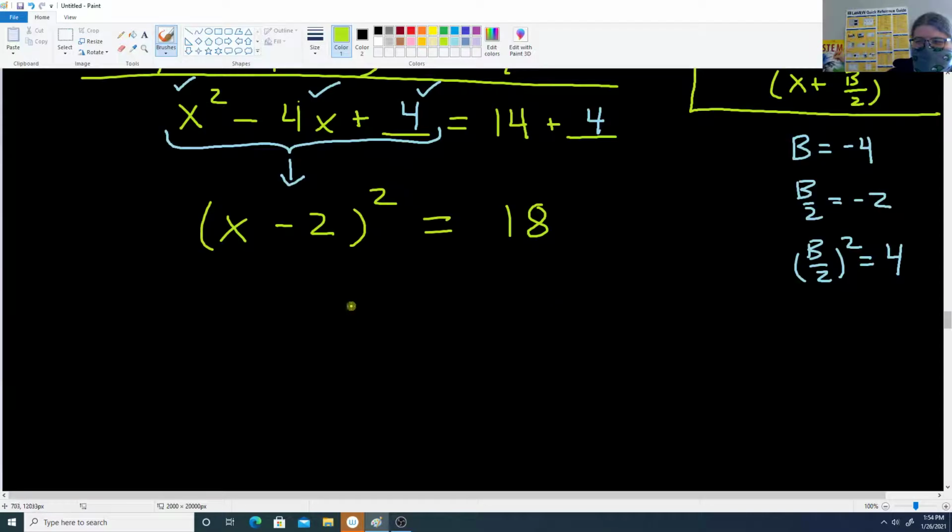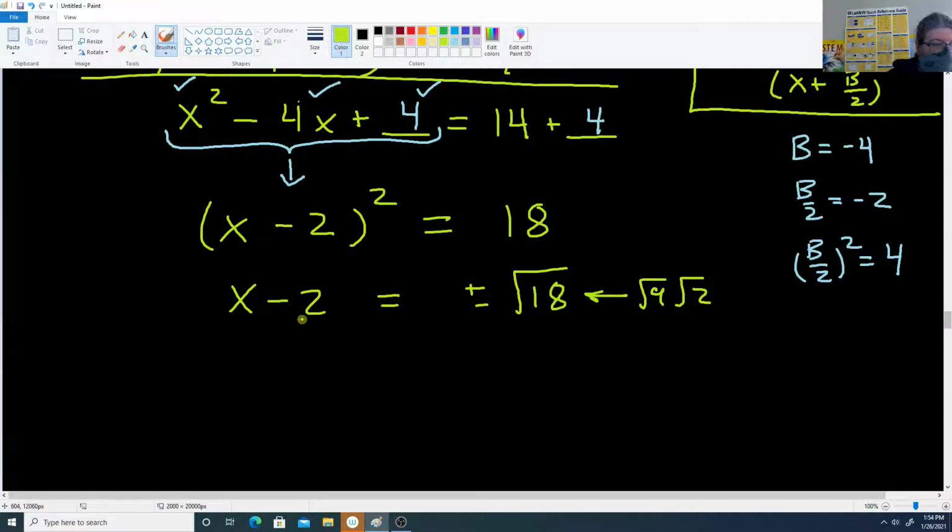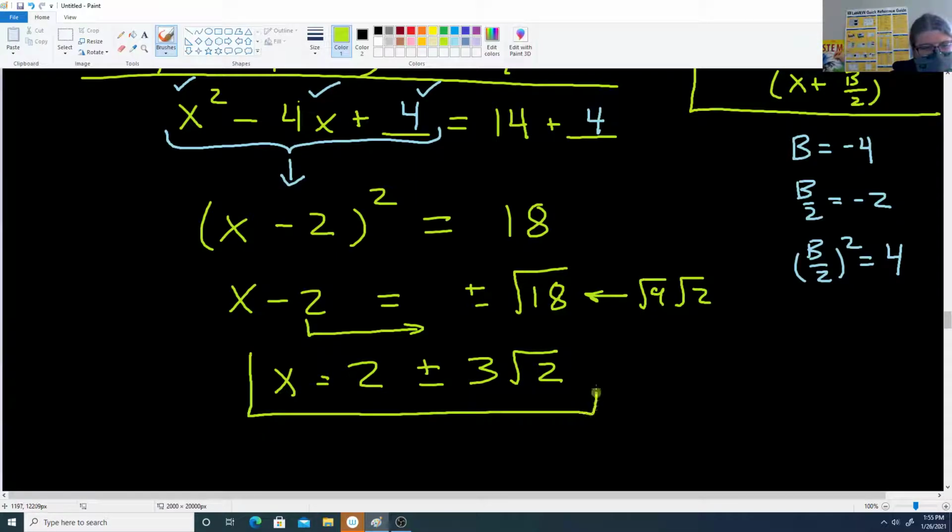And then from here, we're just going to use the square root property. We want to get rid of the square. So we get plus or minus the square root turning up on this side. The square root of 18 is really the square root of 9 times the square root of 2. And then this negative 2 is going to slide over and become a positive 2. So we'll say x is 2 plus or minus the square root of 9, which is 3, times the square root of 2. And we got our problem solved.